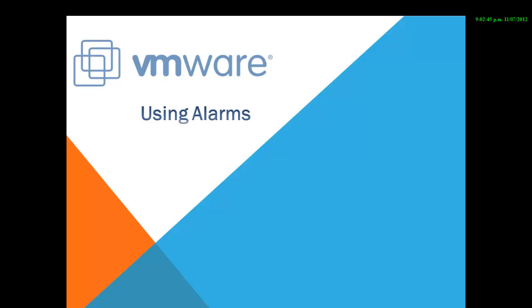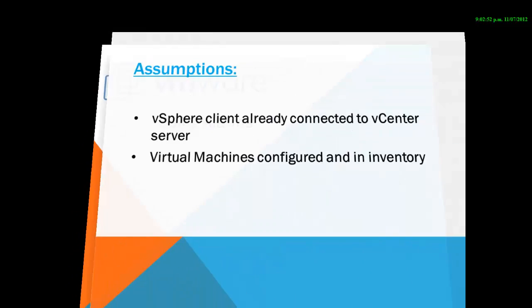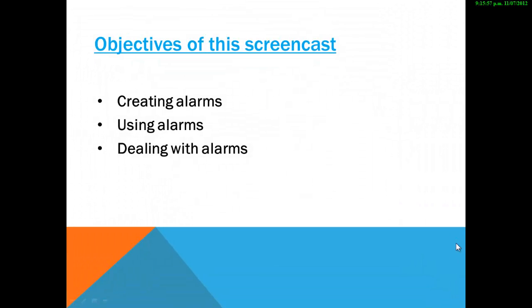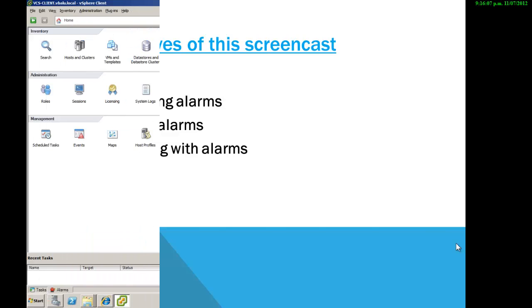Hey guys, in this screencast I'm going to show you how to use the alarms feature of the VMware vCenter server. We have a couple of assumptions for the screencast. The vCenter client should already be connected to the vCenter server. There should be working virtual machines pre-existing in the inventory. The objectives of the screencast are to show you how to create alarms, how to use these alarms, and dealing with alarms when they're set off.